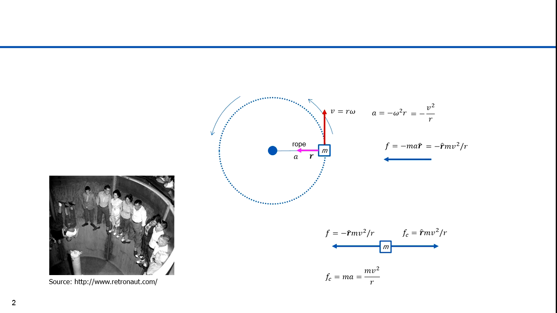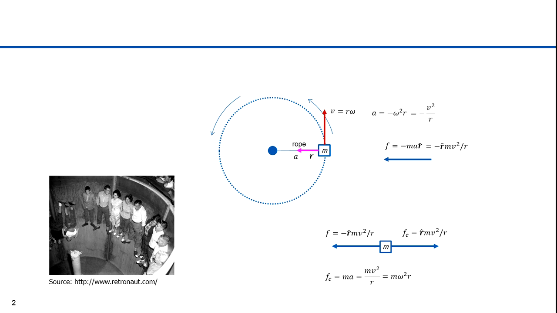The centrifugal force is m times acceleration a. That equals mv squared over r, which equals m omega squared r. If the angular speed omega is increased, the force increases. If the distance from the axis of rotation increases, the force also increases.